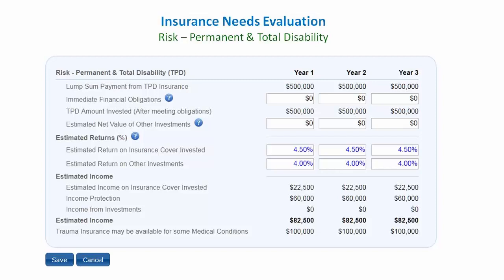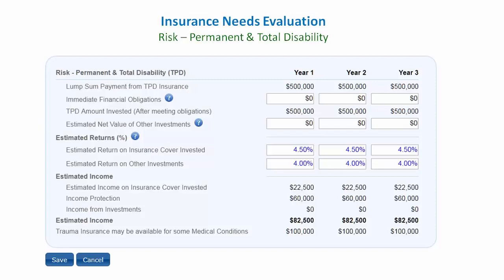There are two entries you will need to make. The first is any immediate financial obligations. These may be additional medical costs, changing or modifying your current home, or repaying some of the loans from your insurance lump sum. You will need to do an estimation of what money will be left for you to invest.